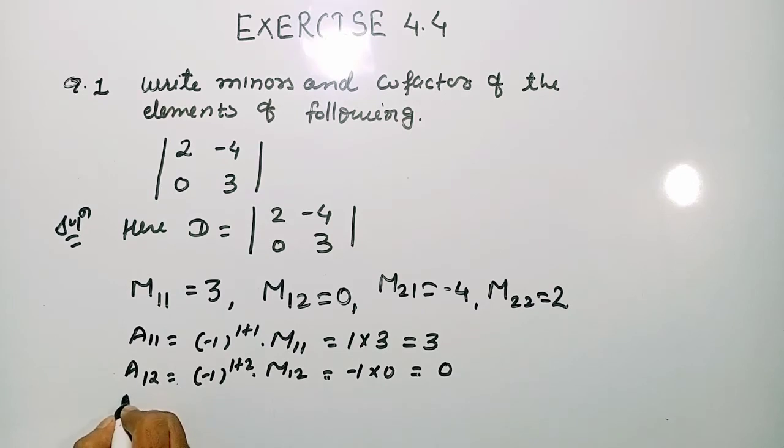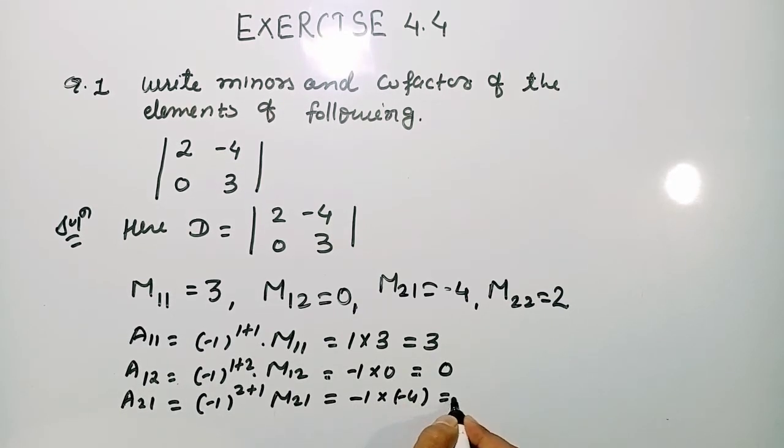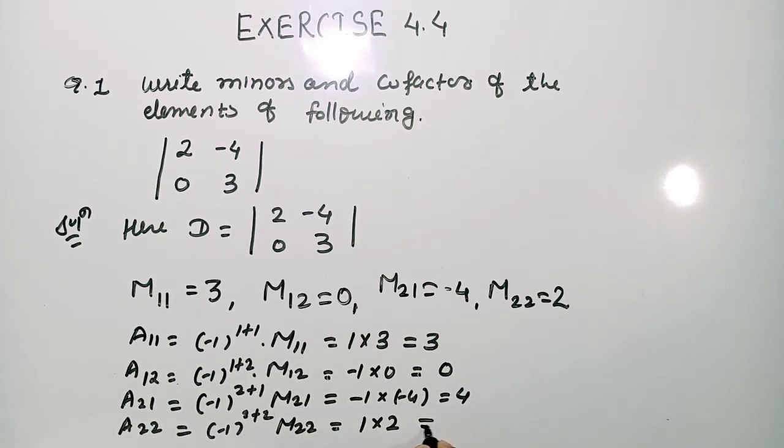Then A13, -2 plus 1, M21. So we are getting here -1 into -4 is equal to +4. Okay, now A22, -1 to the power 2 plus 2, deleting the element, the minor is M22, so 1 into 2, so we are getting 2.